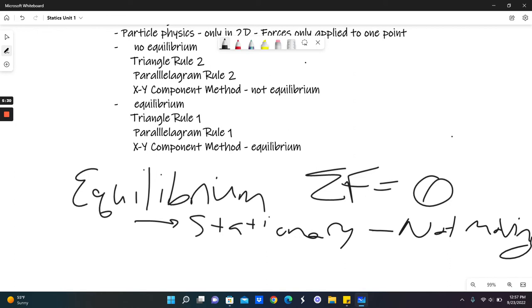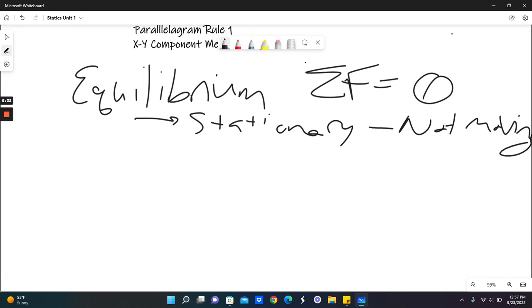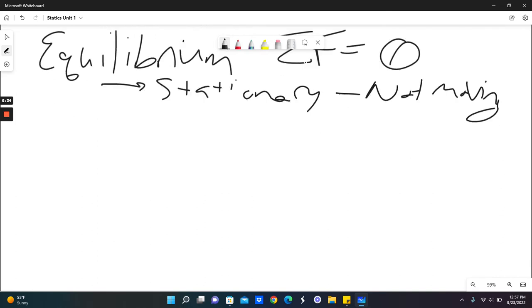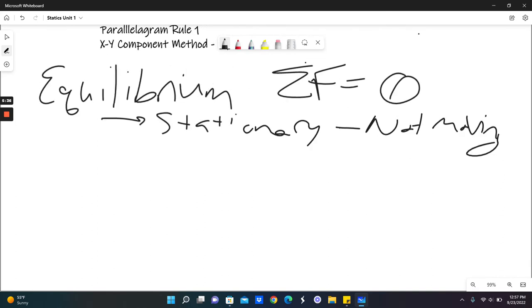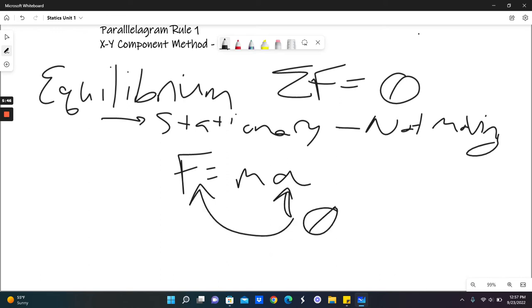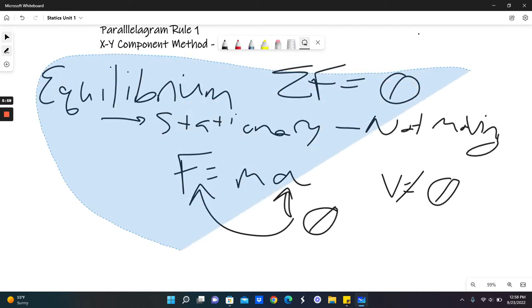Likewise, this is something we've not seen a lot of yet, but if it were to have a consistent acceleration, meaning, right, F equals ma. So if acceleration is equal to 0, then the summation of forces is going to be equal to 0, even if velocity is not equal to 0, right? So it doesn't technically have to be holding still, but our equilibrium condition is when our summation of forces is 0.